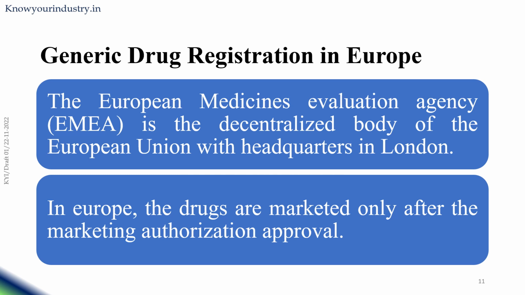The European Medicines Agency, EMEA, is a decentralized body of the European Union with headquarters in London. In Europe, the drugs are marketed only after the marketing authorization approval. The clinical trial applications are approved at the member state level, whereas the marketing authorization applications are approved at both the member state and the centralized levels.